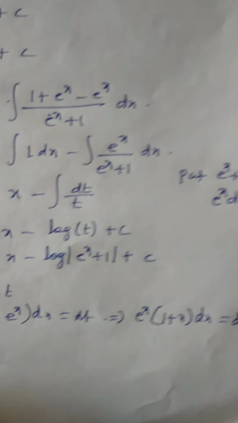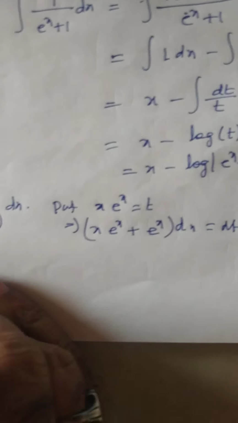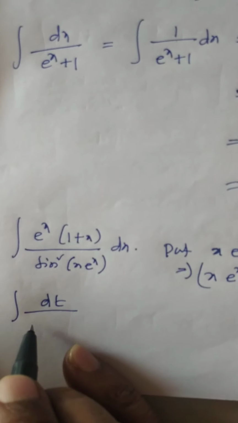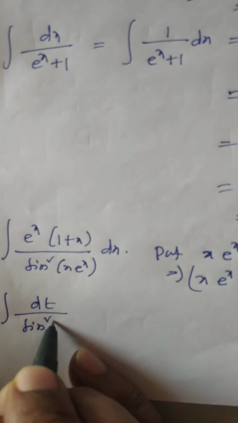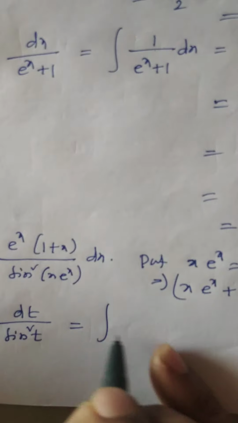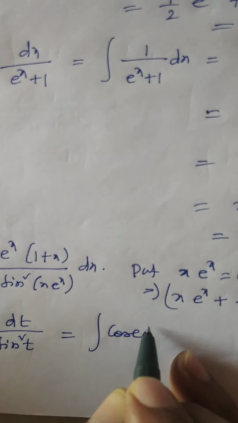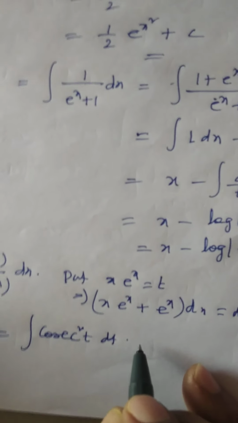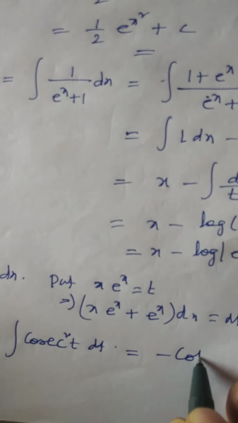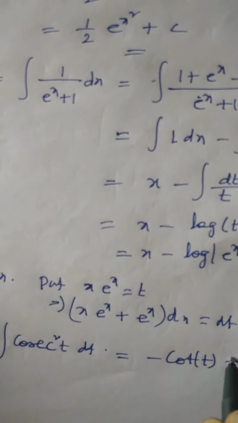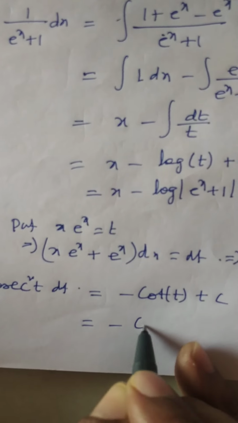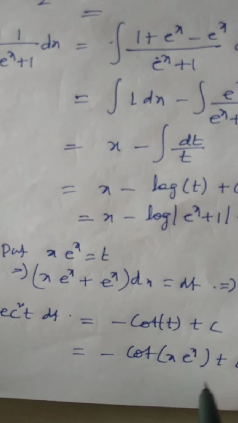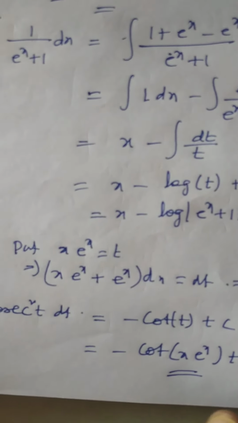So numerator is equal to dt here by sine square of t, no? So that is equal to integration of cosecant square t dt. So what is the formula here? Minus cot t plus c. So minus cot t is minus cot of x into e power x plus c. So this is the final answer.